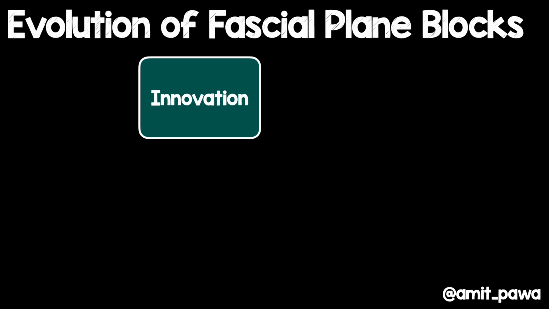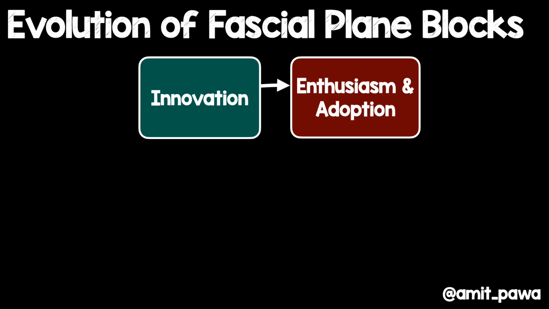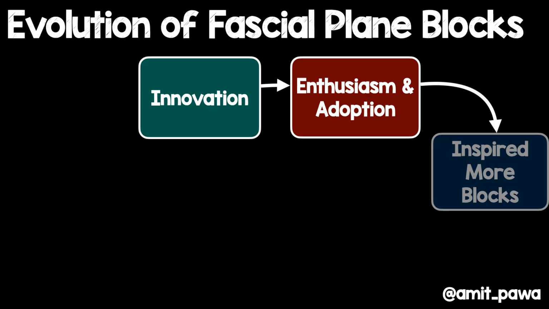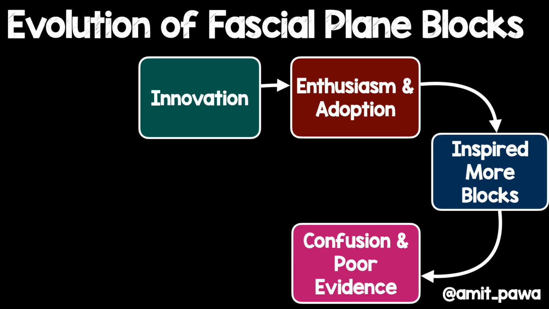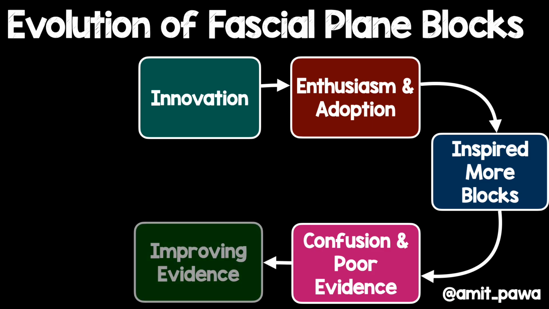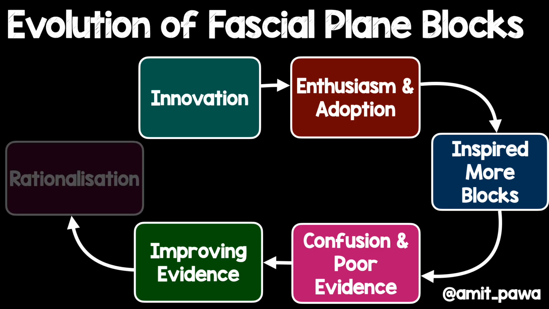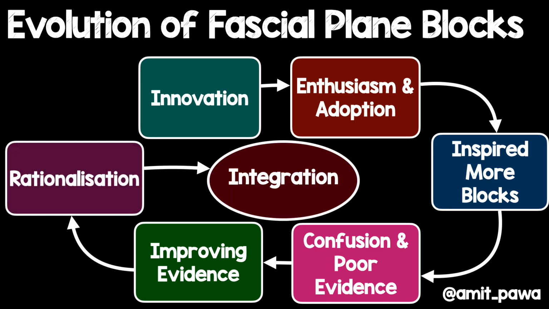So if I was to summarize the evolution of fascial plane blocks, this is what I think has happened. So we started off with these innovators, people that come up with this idea and these techniques and get us all excited. So we're enthusiastic and we try adopting them into our everyday practice. That whole practice has inspired a whole host of new blocks that come out, but sadly, this has led to some confusion and the evidence hasn't kept up with the innovation. But now, as the evidence is improving, we're now starting to rationalize certain blocks and now integrating them into pathways. So we've got guidelines or pathways for managing certain patients. You can see how fascial plane blocks may have a role, and a perfect example of this is rib fractures.